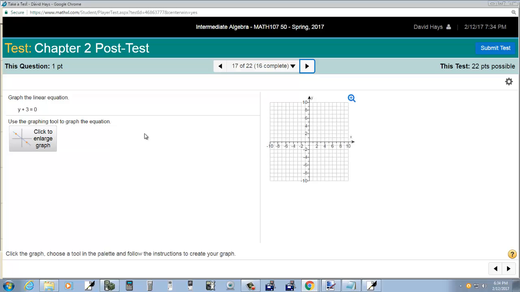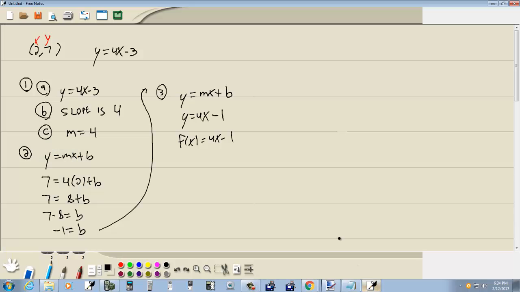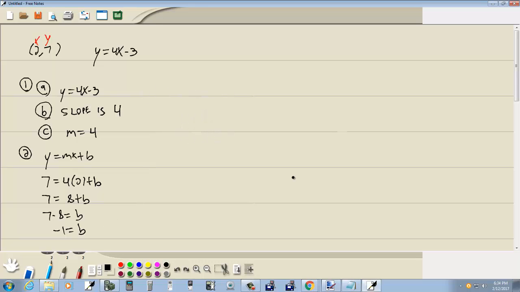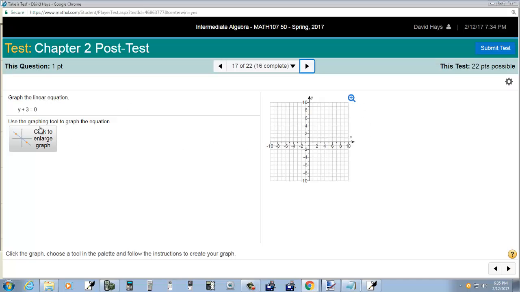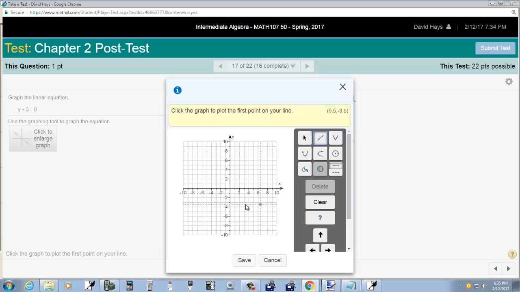Okay, there it is. Graph the linear equation. We've got y plus 3 is equal to 0. Now, if I solve this for y, I take the 3 over, I get y equals -3. y equals a number is always a horizontal line at that number. So I'm going to click to enlarge here, choose a line tool, go down to -3, and draw a point anywhere, and I come over somewhere else and draw a point anywhere. And that's my horizontal line at -3.